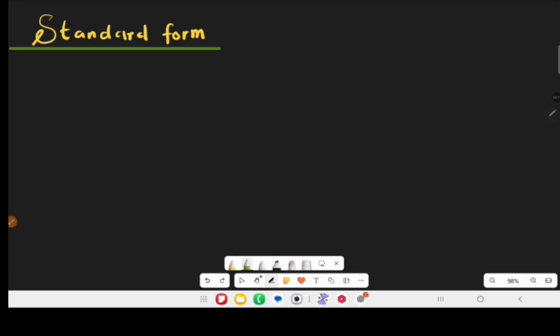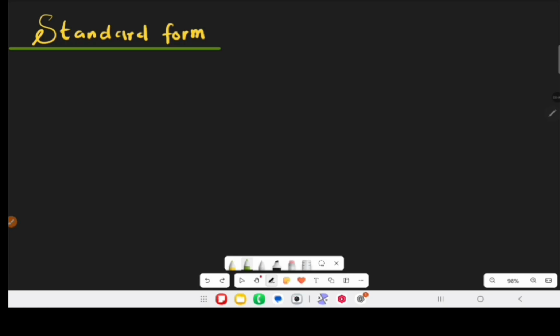We are going to talk about the meaning of standard form, we give examples, and we move further to talk about multiplication, division, addition, and subtraction of standard form. Then let's move forward. What is standard form?